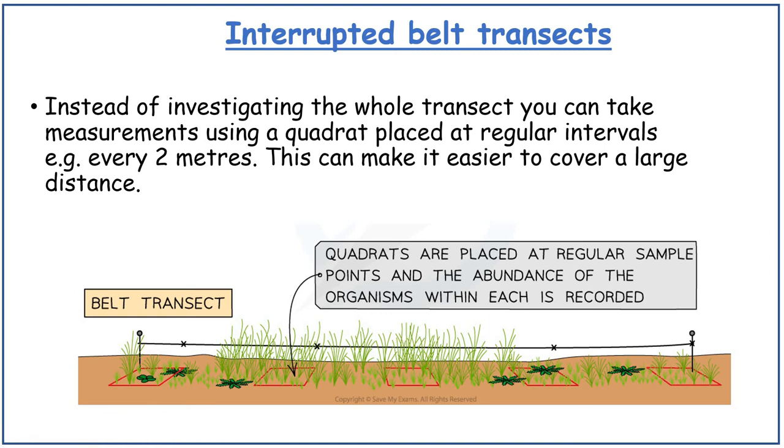But then you can also get interrupted belt transects. These are what we most commonly use. So instead of investigating the whole transect, you can measure using quadrats placed at regular intervals, for instance every 2 metres. So this makes it easier to cover a large distance. So every 2 metres you place your quadrat down and you take your measurements of percentage cover.